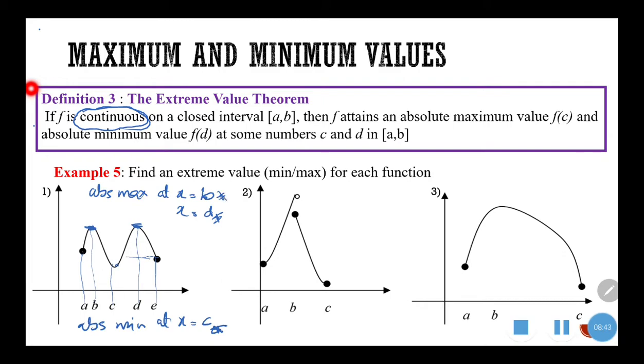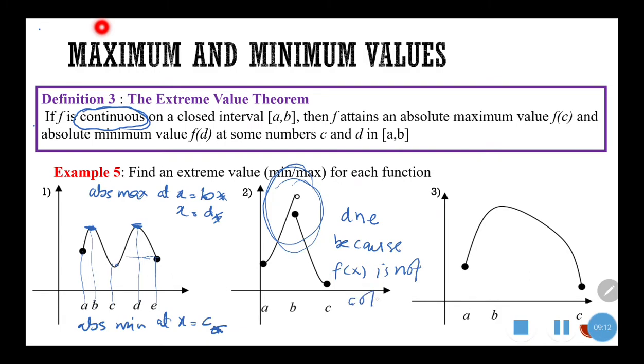Okay, then this is our answer. Whereas for number 2, is this function continuous? We have a breaking point here. So we can't claim the function has an absolute maximum and absolute minimum, because f(x) is not continuous.